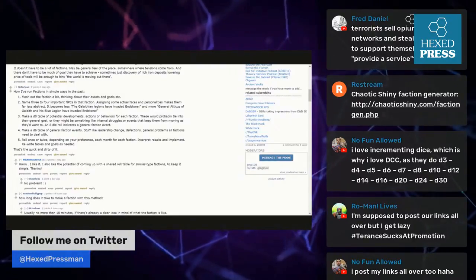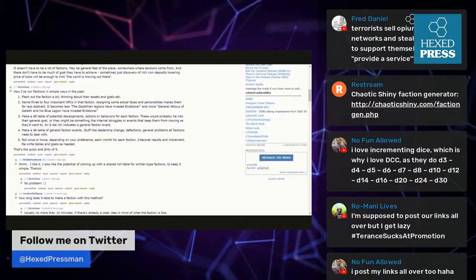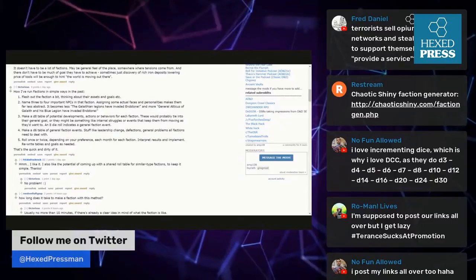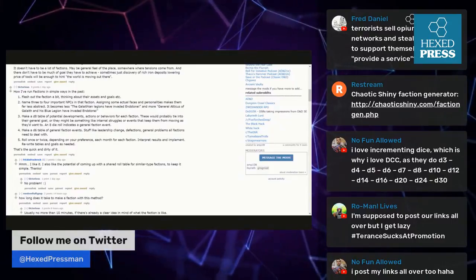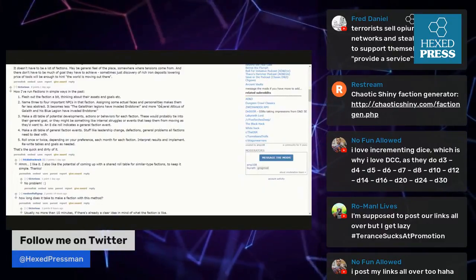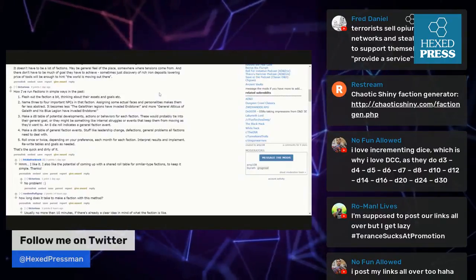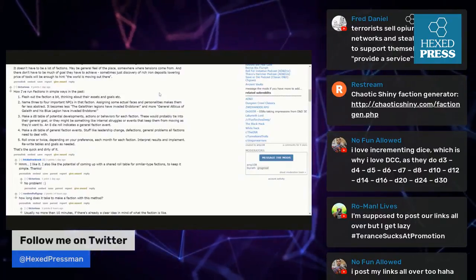Terrorists sell opium, hack into networks, and steal and ransom and support themselves. Do they provide a service? I would say that the opium is a service. People like drugs. I would say don't take opium, but opium is a drug. Hacking networks, I think when we look at what a lot of these groups are doing, you think about their sponsors.